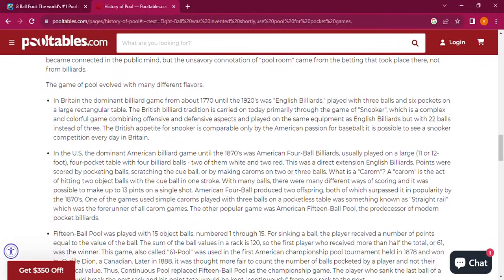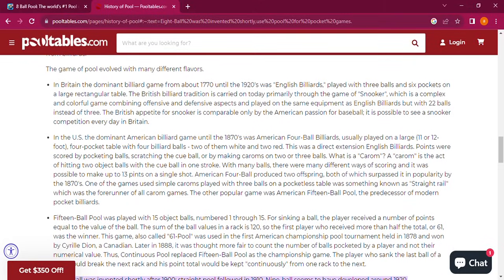The game of pool evolved with many different flavors in Britain. The dominant billiard game from about 1870 until 1920 was English billiards, played with three balls and six pockets on a long rectangular table. The British billiard tradition is carried on today primarily through the game of snooker, which is a complex and colorful game combining offensive and defensive aspects and played on the same equipment as English billiards but with 22 balls instead of 3. The British appetite for snooker is comparable only to the American passion for baseball. It is possible to see a snooker competition every day in Britain.